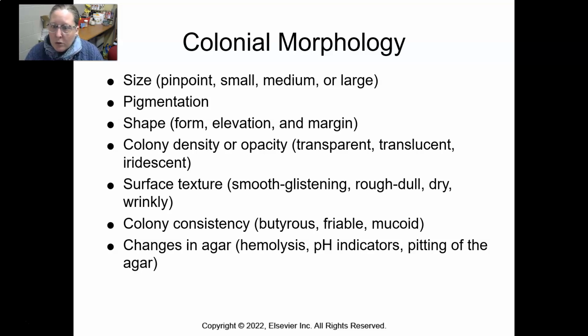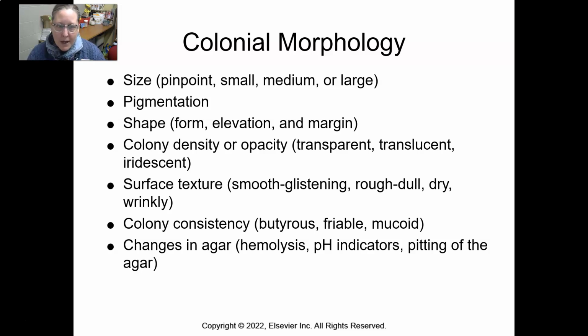Pigmentation is what color it is. Does it have pigment? Is it yellow? Is it golden? Is it white? Is it gray? What is its shape? So form, elevation, margin. Is it circular? Is it irregular? Is it convex? Is it flat? What about the margin? Is the margin entire or straight? Is it erose? Is it lobate? You have different ways you can describe these.